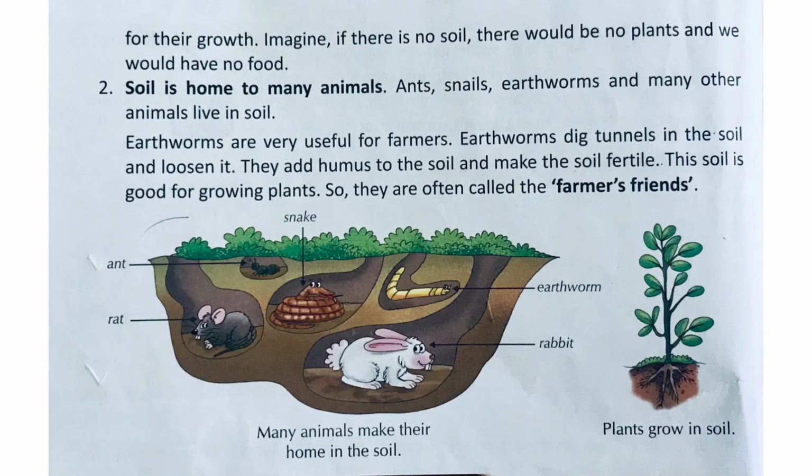Second, soil is home to many animals. Ants, snails, earthworms and many other animals live in soil. Earthworms are very useful for farmers. Earthworms dig tunnels in the soil and loosen it. They add humus to the soil and make the soil fertile. This soil is good for growing plants, so they are often called the farmer's friend.